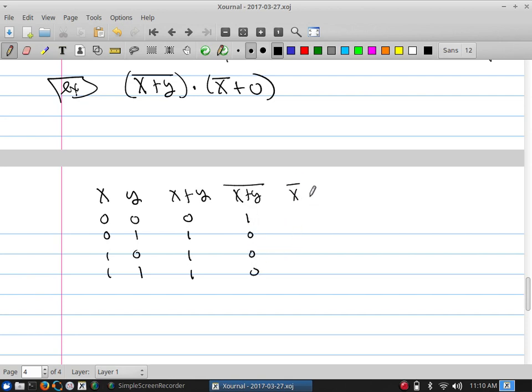If I take my x complement or 0, what does or 0 do? Do the identity laws hold? Yeah, so I can actually leave that off. So it's just x complement, which is 1, 1, 0, 0. You can always shorten things down in your head. And then if I take this x complement times this, so dot this, I shouldn't, it's bitwise and. And these two columns, what do you get?